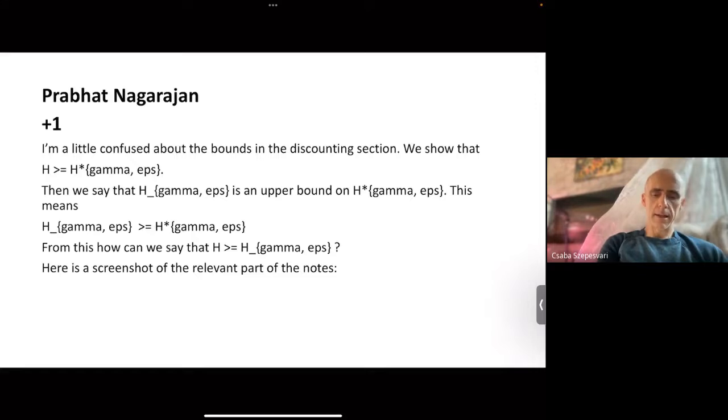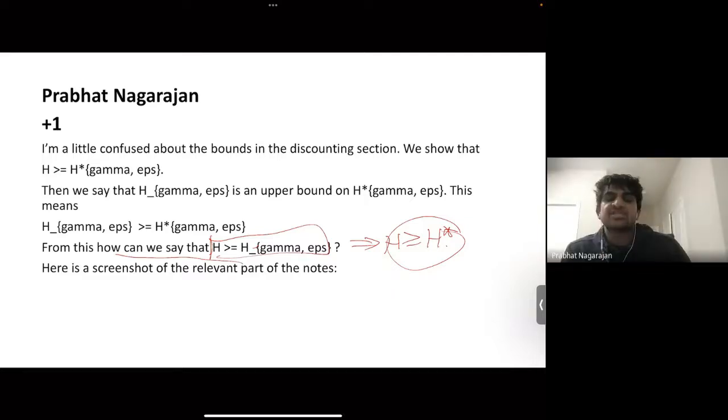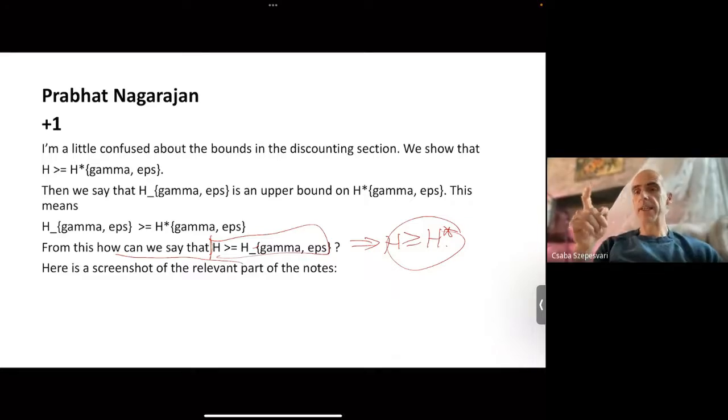So no, we're not concluding this, but we are going to demand this, which is going to imply that H is also bigger than H star. So nice things happen if H is bigger than H star. If we demand something stronger, namely that H is bigger than H gamma epsilon, since H gamma epsilon is bigger than H star, then H is also bigger than H star. Then the nice things happen. That's just the logic of it. So it's not implied, it's a requirement. We're imposing a stronger requirement because it's simpler to state.